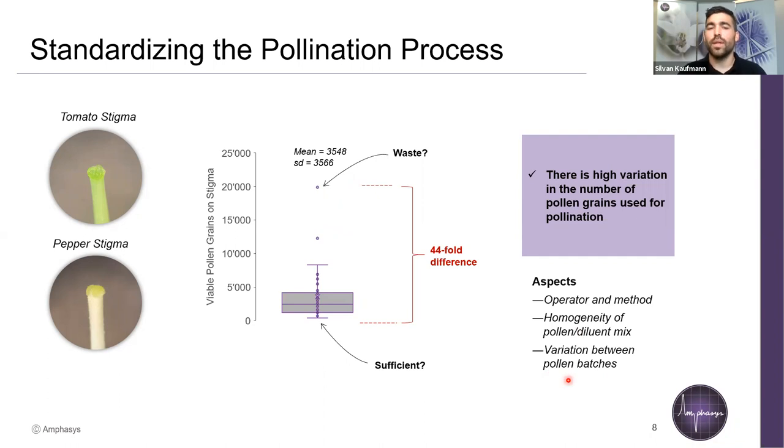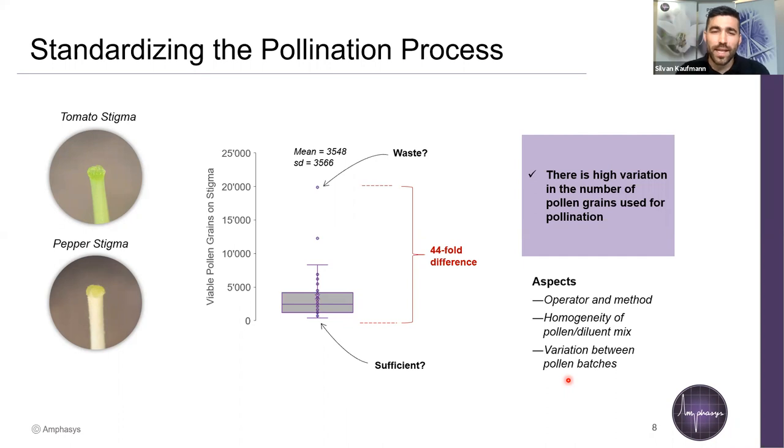And then also, if you work with different pollen batches from stock with different viabilities, do you really adjust your pollination practice according to the quality of a pollen batch, or do you have your standardized protocol and don't really account for differences or batch-to-batch variation?